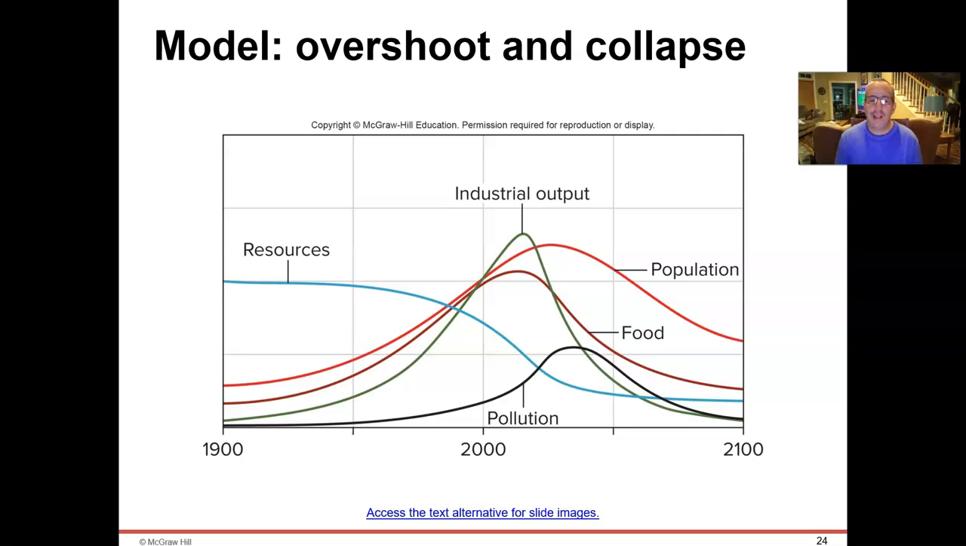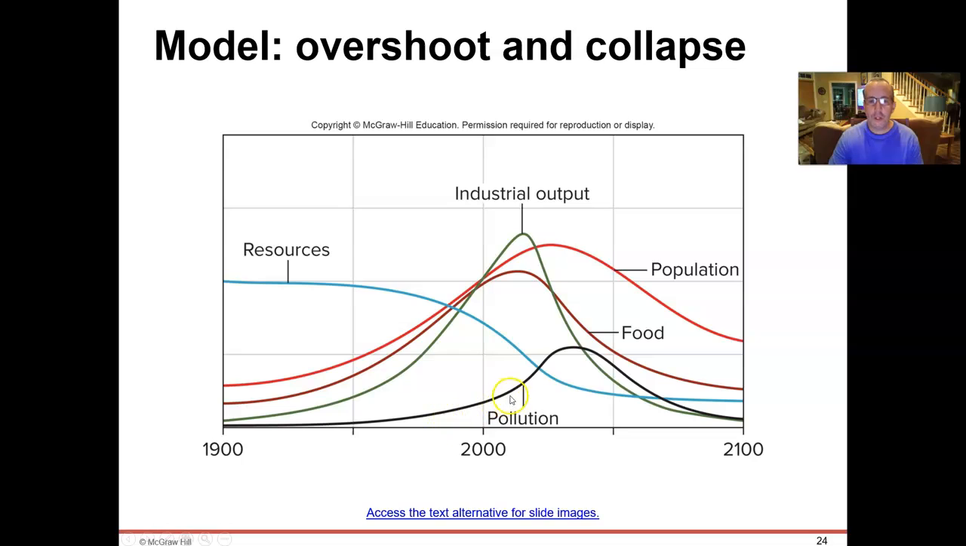This is another graph. A lot of lines on here. I know that you're thinking, wow, that's kind of confusing. But if you just break them down, you can see the resources is the blue line. And since 2000, it's on a downward slope. And it's going to continue on a downward slope because, like I said, we're using a lot of our non-renewable resources right now, and they're going to continue to go down.